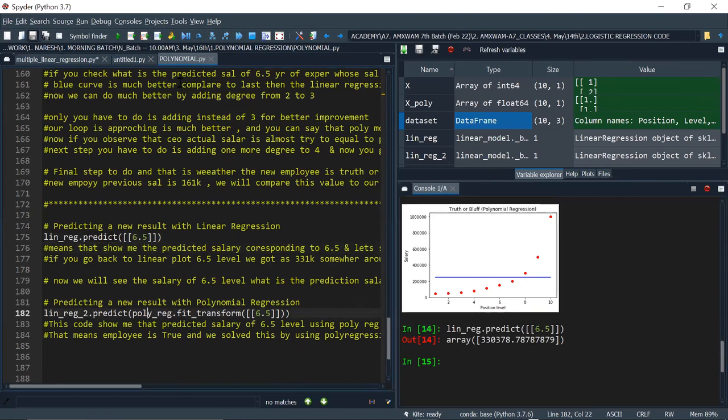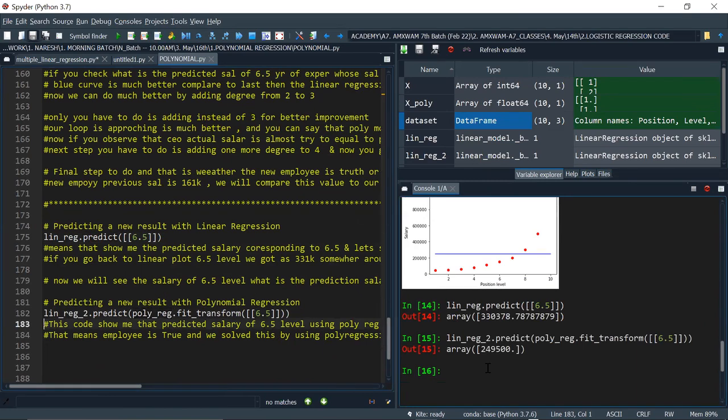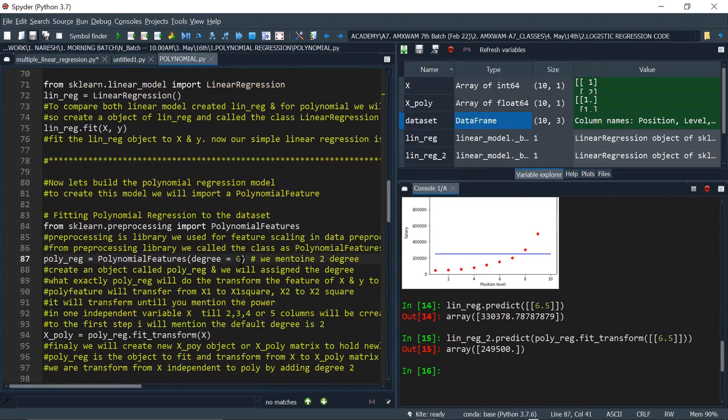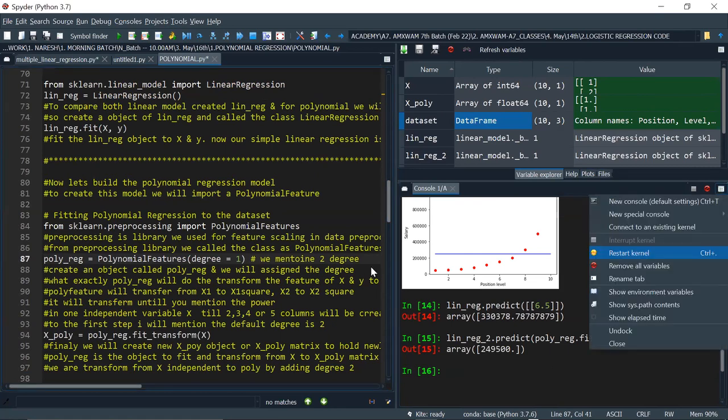How much did we get for this one? I think 250. Yes, 249. So this is also an incorrect prediction. So what could be the next step we're going to do? We change the degree. So let's say 0 to 1. Bad predictions, right? So 0 to 1, let's restart the kernel. What output would I get, guys?